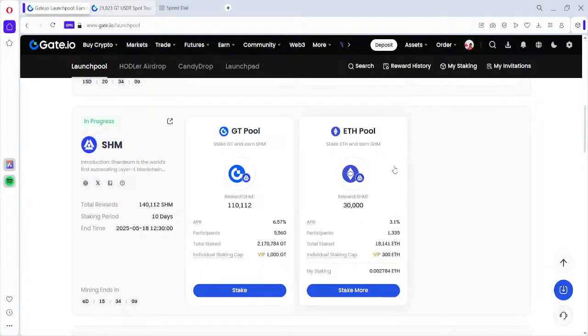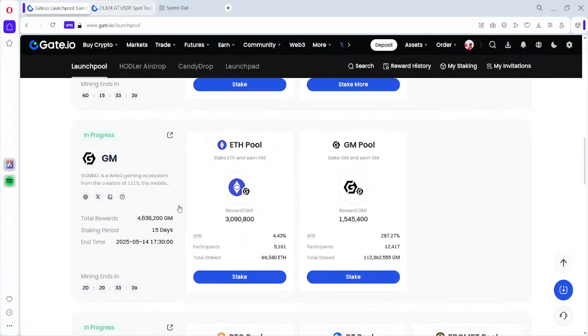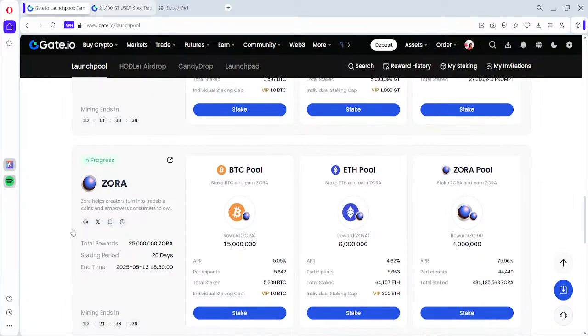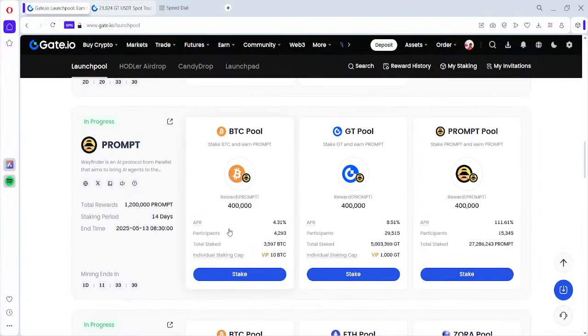So right now I started staking the Ethereum. Like that, you can go for the GT pool if you wish. And there is no SHM pool here. If you're holding any SHM, a pool is not available till now. Maybe there is a possibility to add it later on, so you can keep monitoring and check later. Apart from those, we also have a few more projects: GM, Prompt, Zora. These are the ongoing projects, and the remaining have ended.